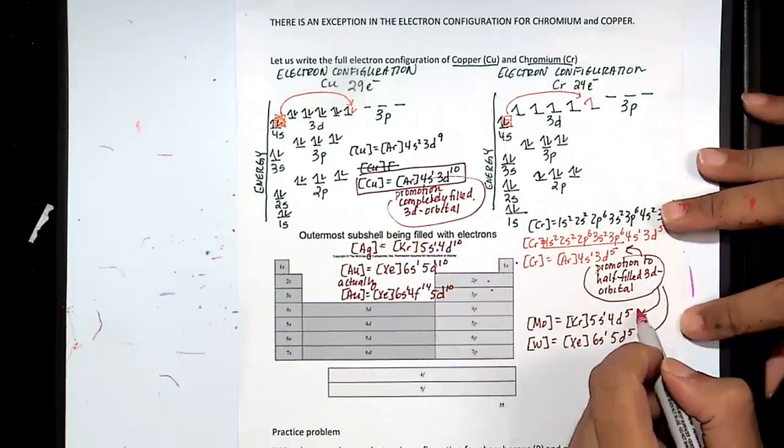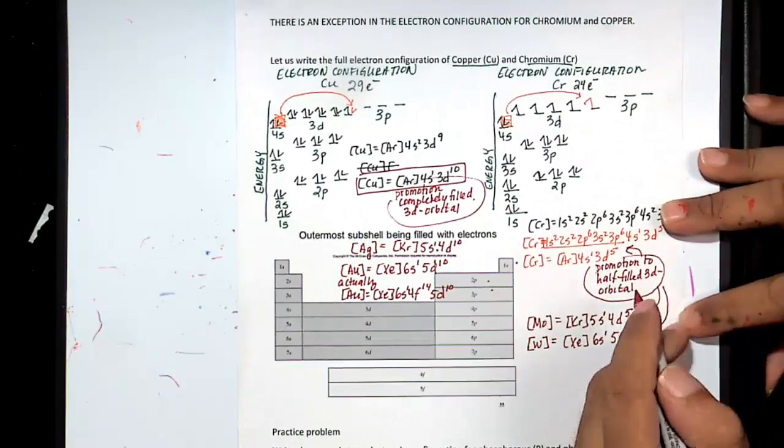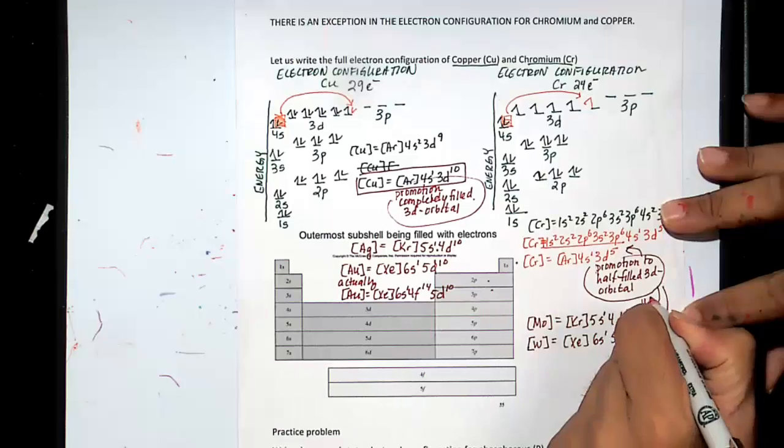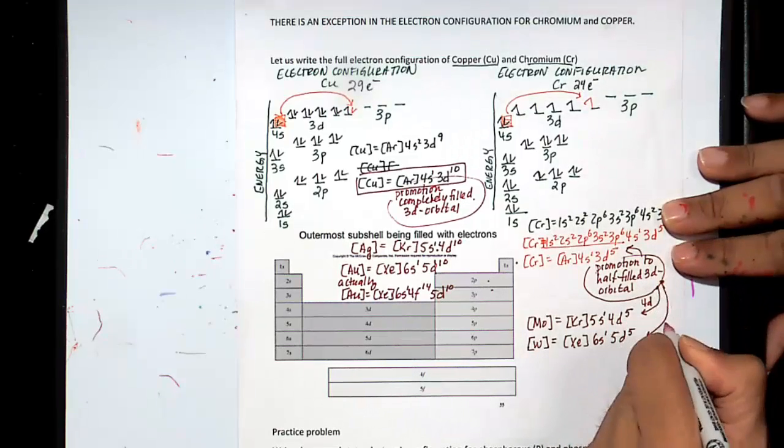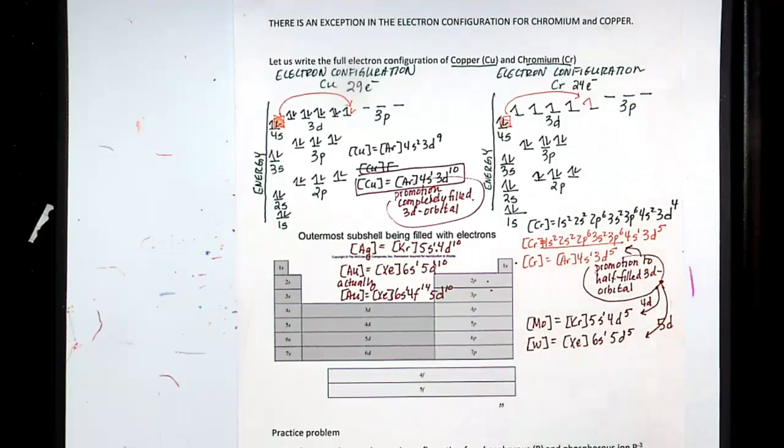Here, promotion to a half-filled 3d orbital, a half-filled 4d orbital, and here a promotion to a half-filled 5d orbital. So a little bit of the anomalies, a little bit of exceptions. All right, copper and chromium and everything below it.